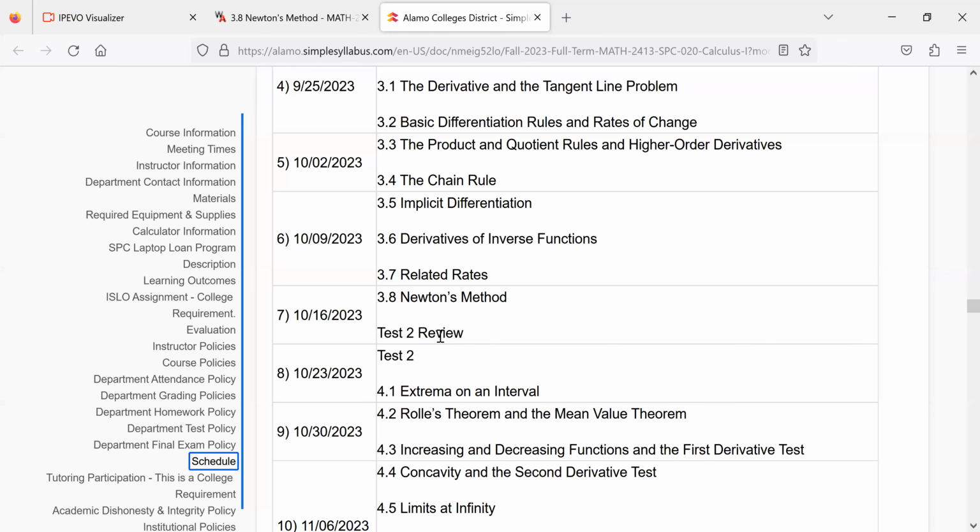So look at the syllabus. This is the week of the 12th. So we're still kind of ahead, which is good. So I think what I'm going to do is we'll do just 3.8. And I'll send you a video of the review later and the notes.